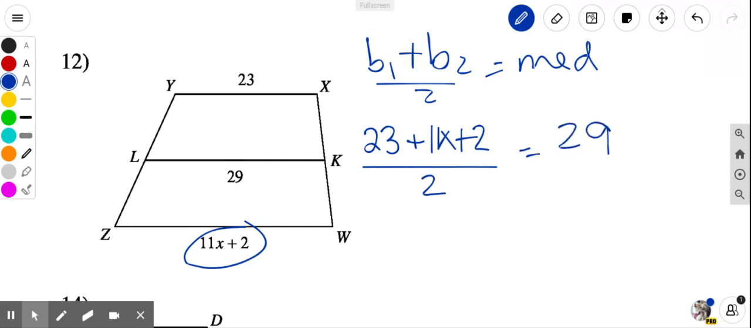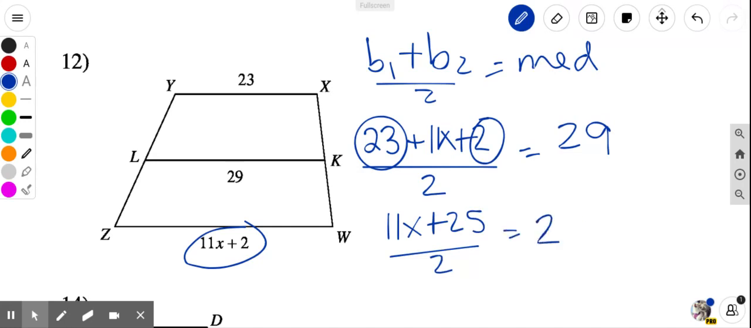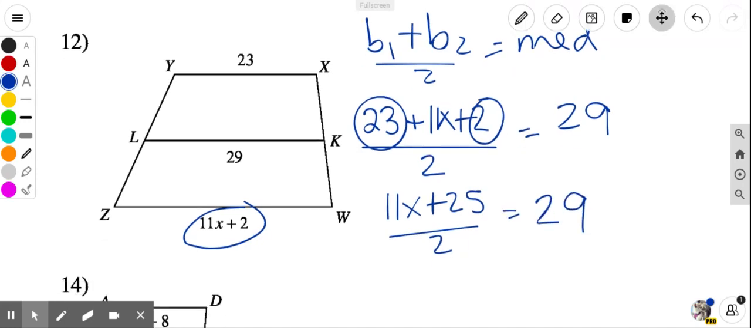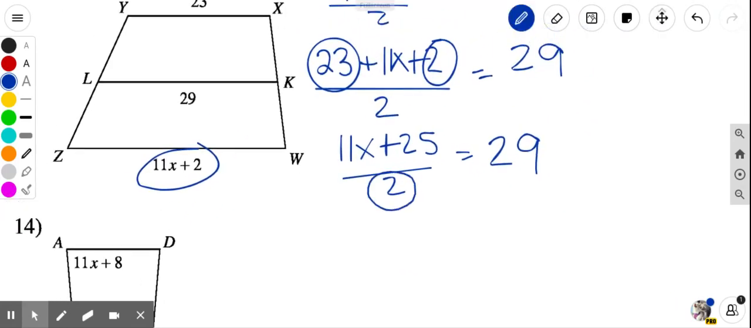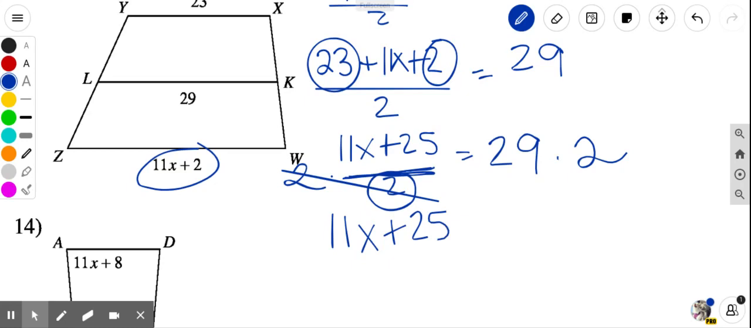Then from there, you would combine like terms. So this 23 and the 2 would give me 25. So I'm going to have 11x plus 25 over 2 equals 29. Now to solve this, again, we have to get rid of this 2 first. To get rid of that, we're going to multiply because this line means divide. So the inverse operation of dividing is multiplying. So we're going to multiply both sides by 2. So now on this side, the 2's are gone. I'm left with 11x plus 25 equals 29 times 2, which is 58.